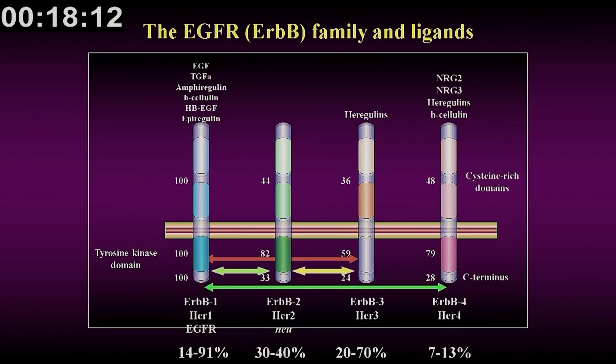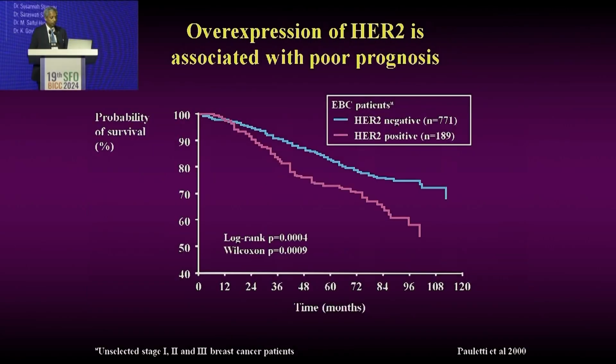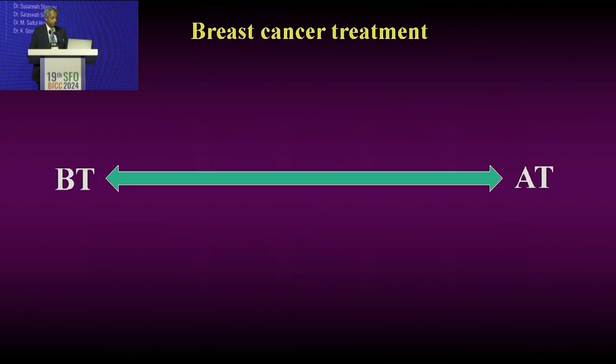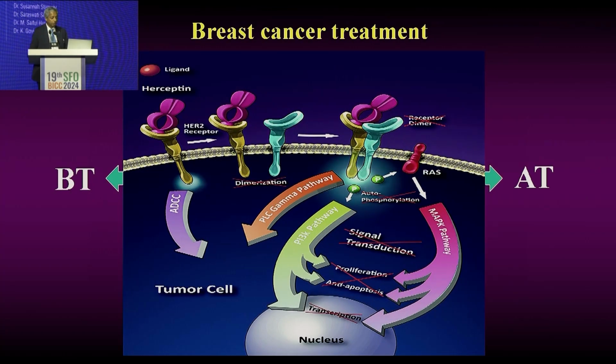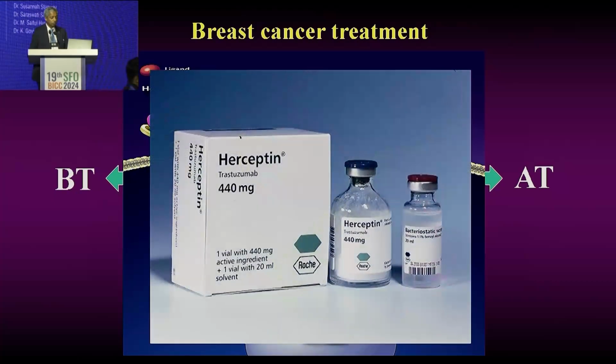So what is this HER2? This is a part of the family of EGFR receptors, and there are 4 of them here. And the second one is called HER2 or EGFR2, which is overexpressed in about 30 to 40% of breast cancer patients. And why is this important for us to know is because the overexpression of HER2 is associated with poor prognosis. So in breast cancer, we understood that this pathway is important, and the drug that came out was Herceptin or trastuzumab. So we have an era before trastuzumab and an era after trastuzumab came in.